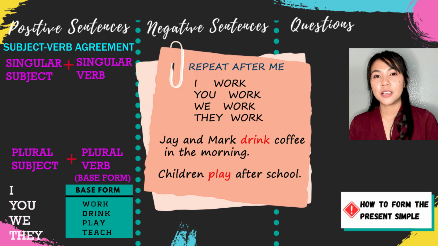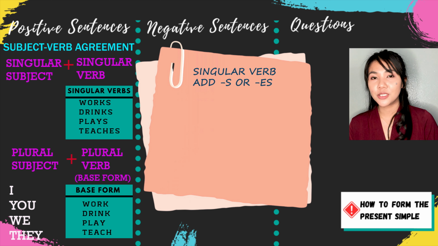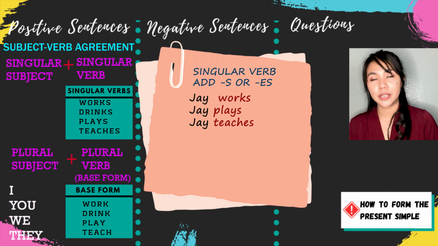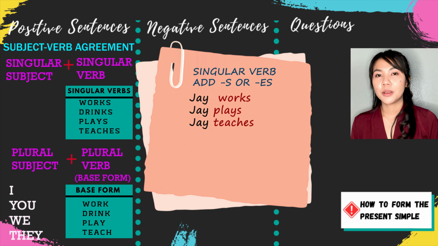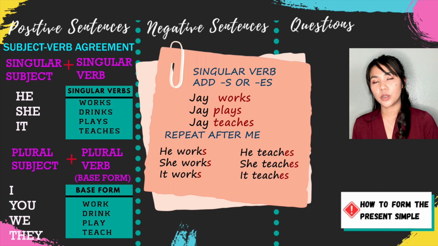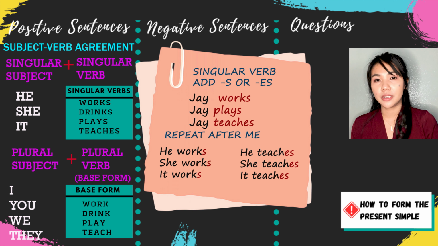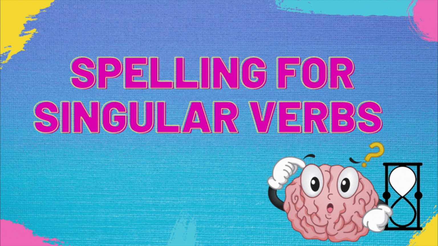For example, Jay and Mark drink coffee in the morning. Children play after school. Now, if the subject is singular, we add s or es to the verb. For example, Jay works. Jay plays. Jay teaches. Pronouns he, she, and it also follow the same rule. Repeat after me. He works. She works. It works. He teaches. She teaches. It teaches. Let's look at how we change the spelling of singular verbs for present simple.